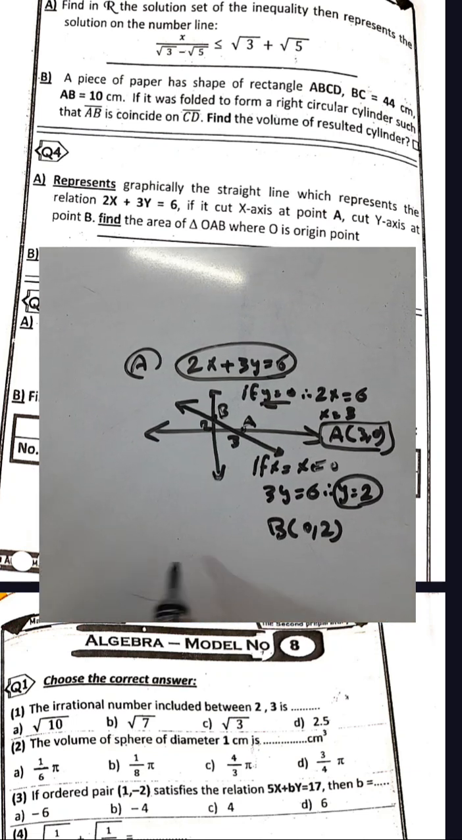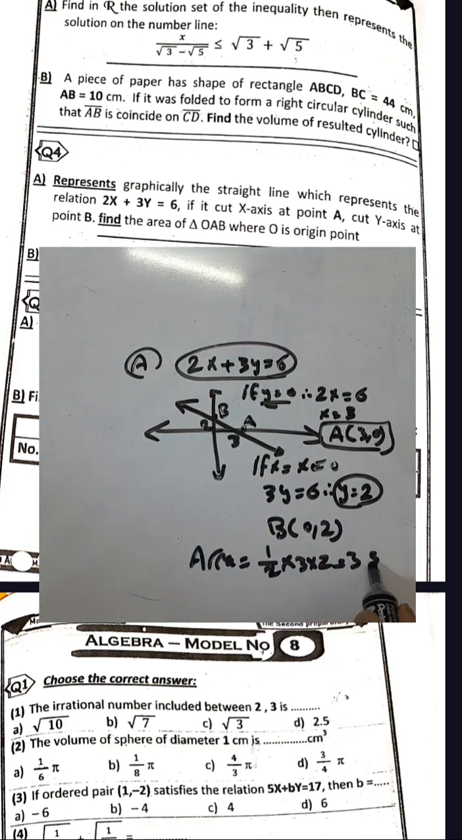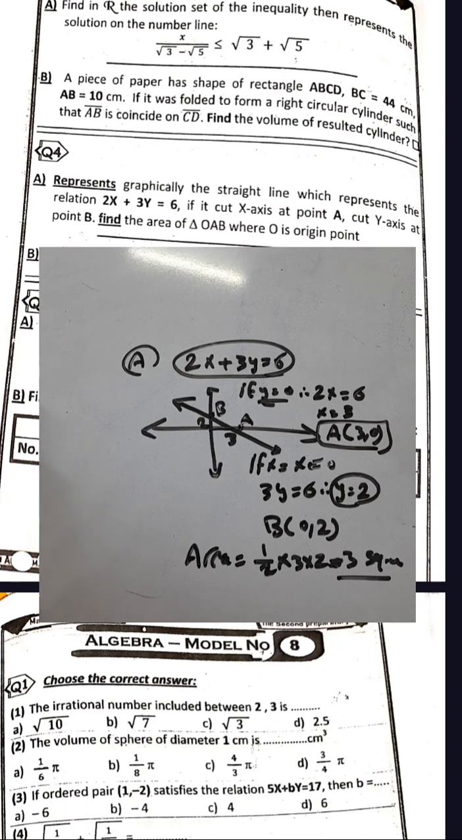Okay, and then you can find the area of this triangle. Half product by base product by height. Half times 3 times 2, it will be 3 square units. The area of the triangle.